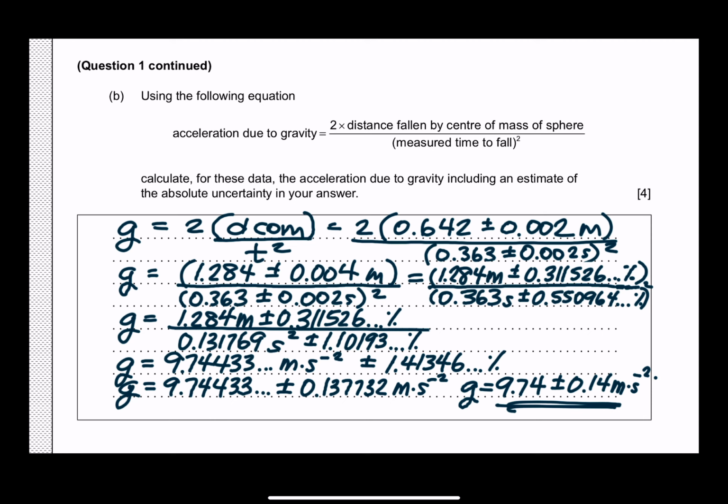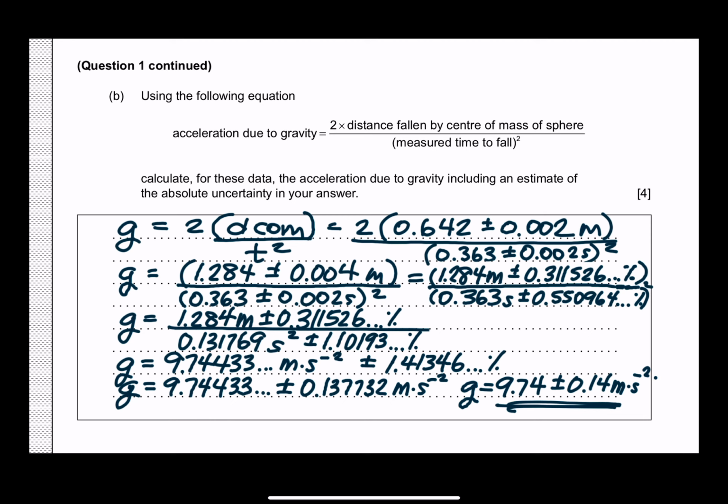And then when we control for significant figures, the original numbers were both to 3 significant figures, so that would get me 9.74 plus or minus 0.14 meters per second squared, or you can do 9.74 plus or minus 0.1 meters per second squared. Something along those lines will work.